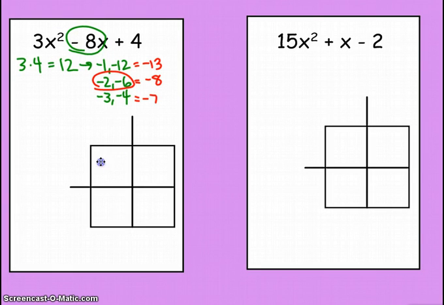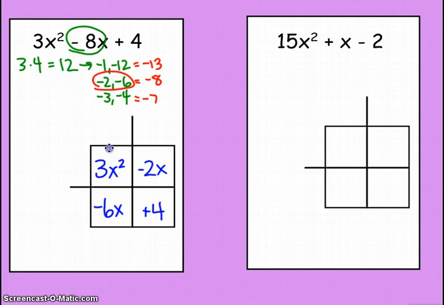So the top left box is our first term, 3x squared. Our bottom right box is the last term, plus 4. And the middle two, the diagonal, are going to be negative 2x and negative 6x, because those are the factors that will multiply to a positive 12, but will add to a negative 8.